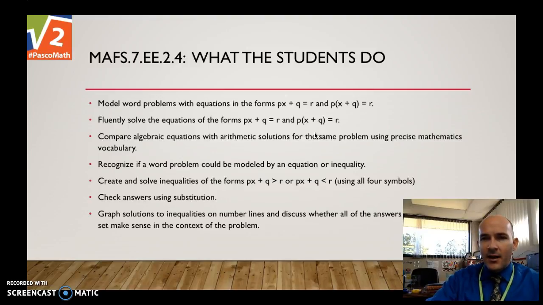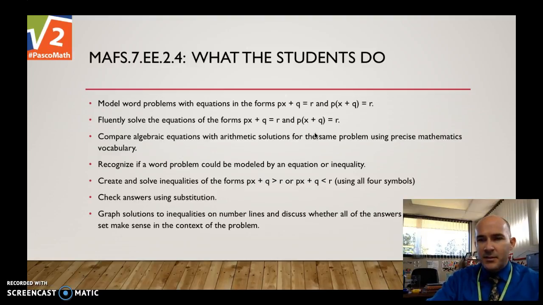So again, I would highly encourage you to have a mixture of problems presented to the students, not just today we're doing equations, tomorrow we're doing inequalities. Make sure you mix it up some, so they have to make sense of it in the moment, rather than just today's equation day or tomorrow's inequality day. Create and solve inequalities of the form px plus q is greater than r, and px plus q is less than r, using all 4 symbols. That means greater than or equal to, less than or equal to as well.